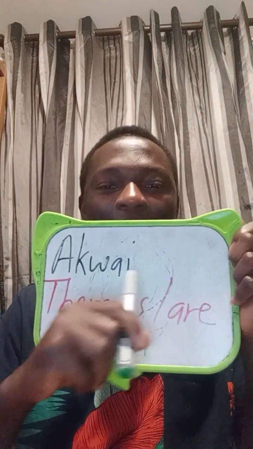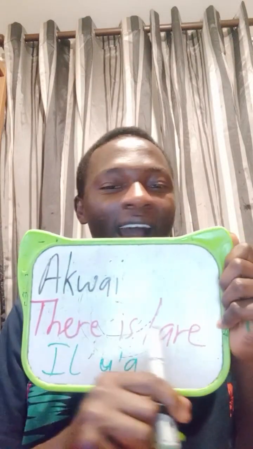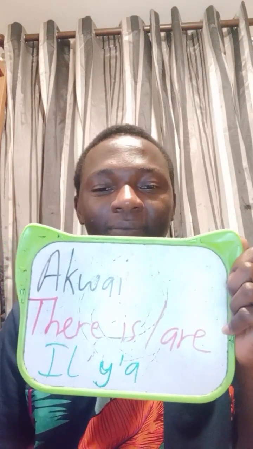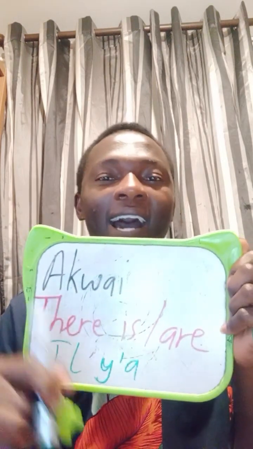So Ibrahim says, please, Allah kaita. Is it Allah kaita? Allah kaita is, may God send her there, or may God let the person arrive. So guys, akwai means there is or there are. In French, il y a. If you want to say there isn't or there aren't, it is ba wani. There isn't, there aren't, ba wani. But there is akwai, there are akwai.